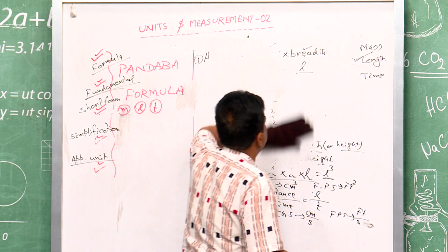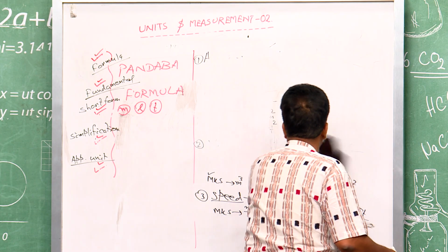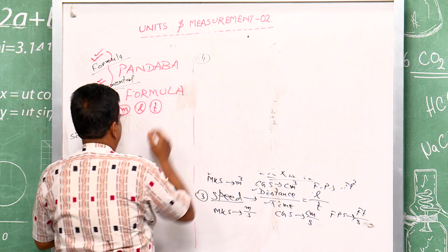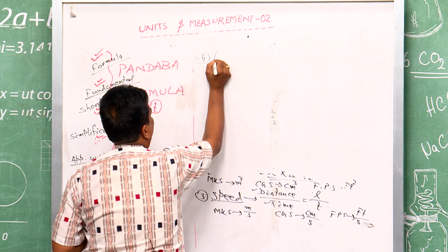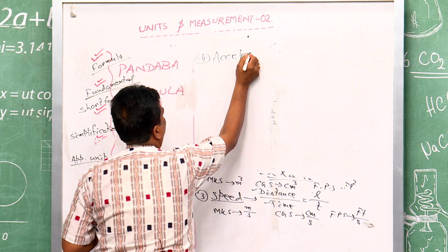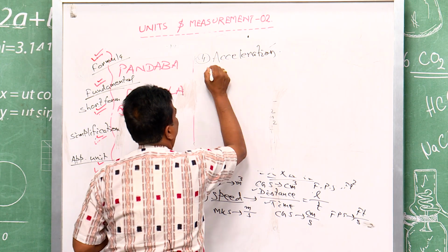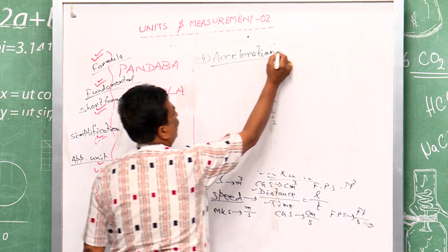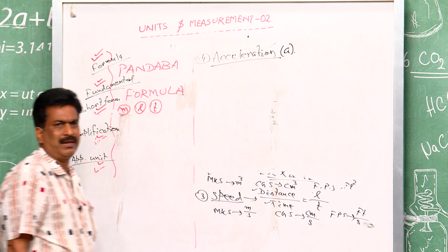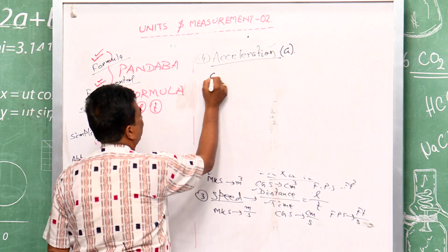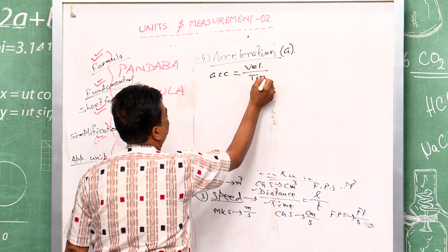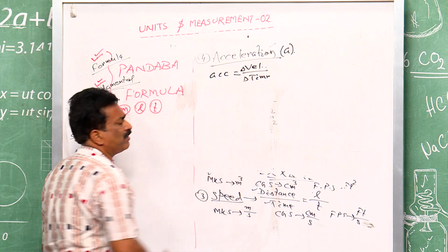So these are the three. Many physical quantities I can write, just cooperate with me. So the fourth one, suppose we take the acceleration. The fourth one is the acceleration, small a. So what is the acceleration according to your knowledge? Acceleration is equal to velocity by time, or you can say the change in velocity by the change in time.